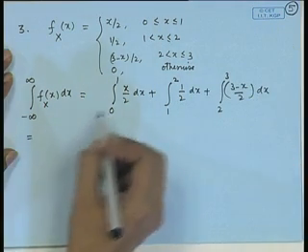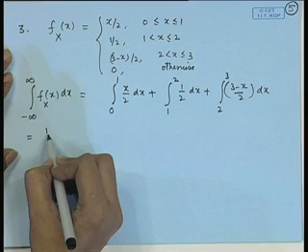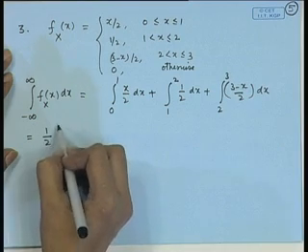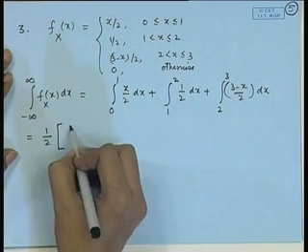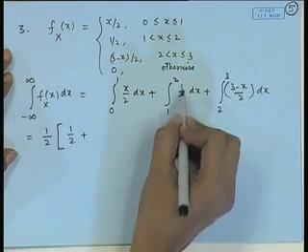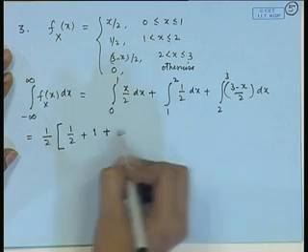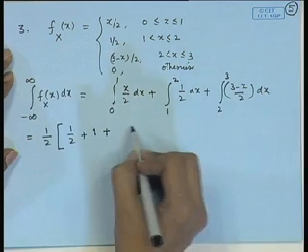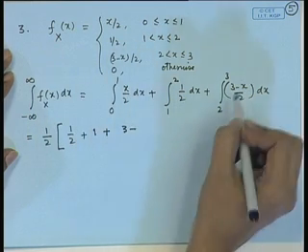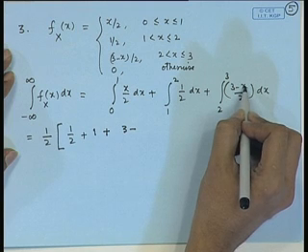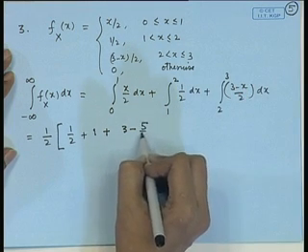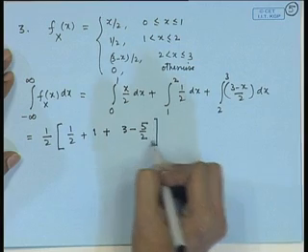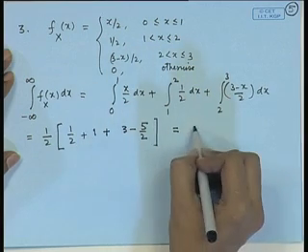So, if you integrate each of these terms, in fact, half can be kept outside, then you will get half plus 1 plus here 3 minus x square by 2. So, it becomes 9 minus 4, that is 5 by 2. So, clearly this is equal to 1.